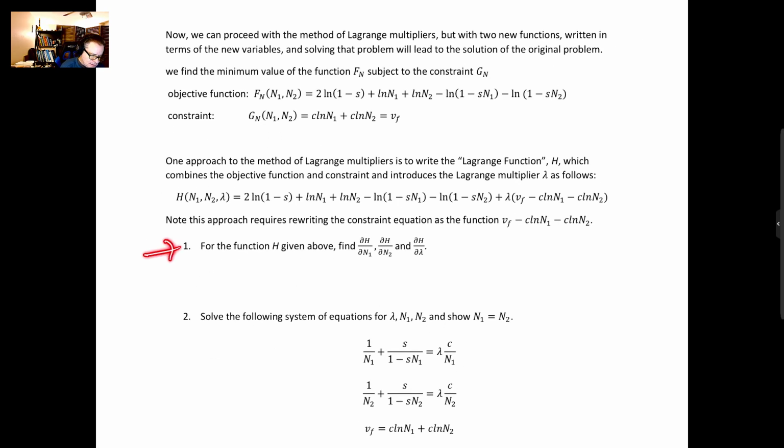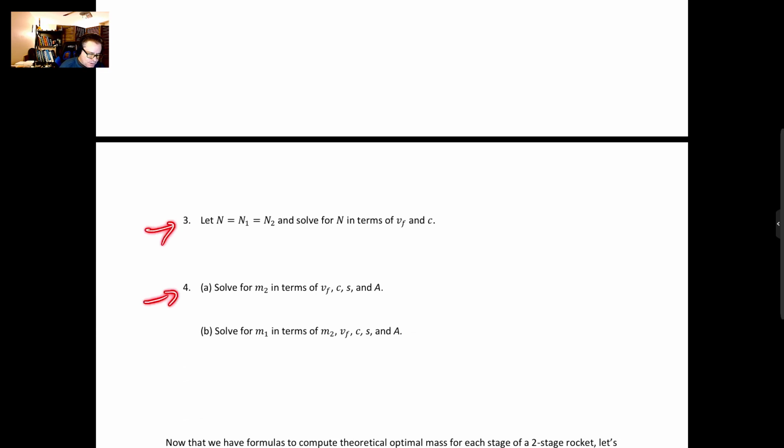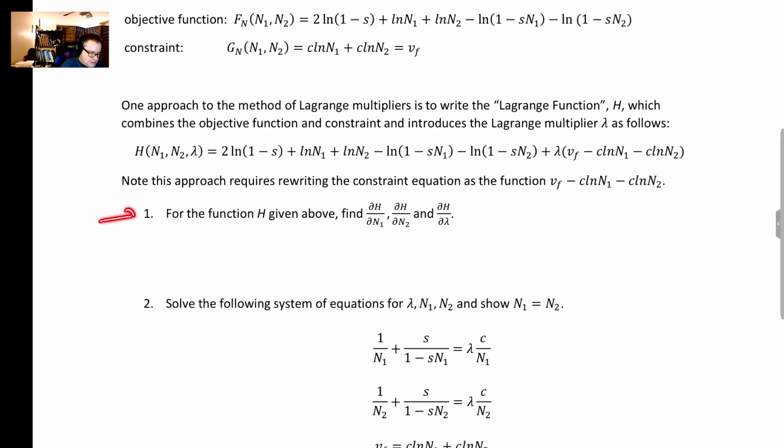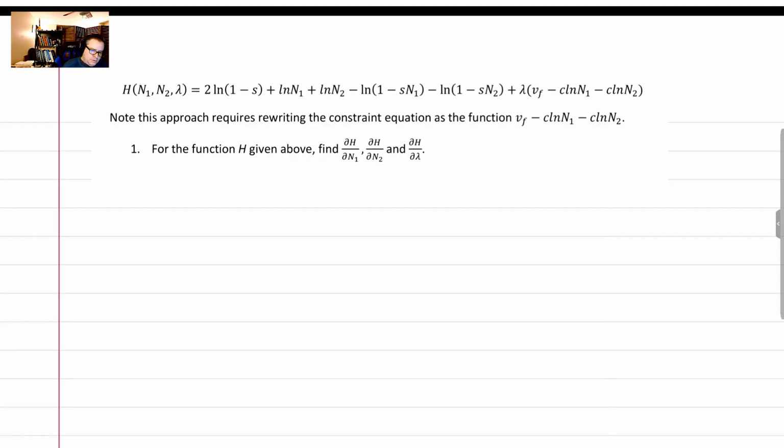But basically, we've got these 1, 2, 3, 4 steps to solve for the formulas for the mass of each stage of the rocket, and then we can start looking at examples. So this is the next thing to do. We'll take that function h that's written there and find partial derivatives. Doing those partial derivatives will look like this.